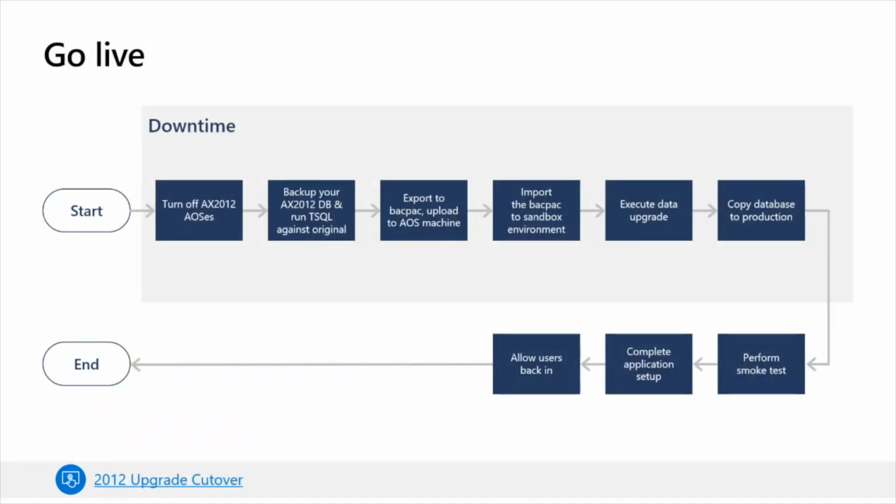This is the slide about the go live phase, where you need to turn off the AX2012 AOS, and then back up your AX2012 DB and run T-SQL against the original. After that, you need to export to a bacpac, upload it to the AOS machine, and then import the bacpac to the Sandbox environment. You need to run execute data upgrade.